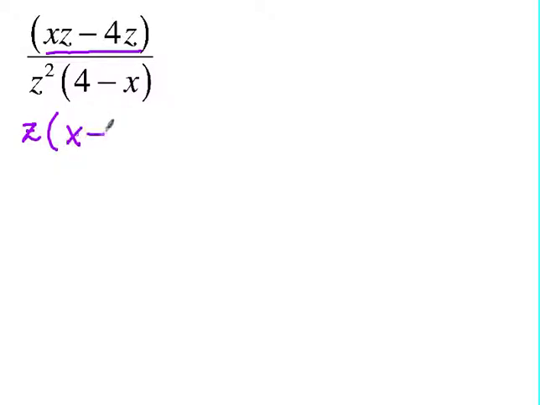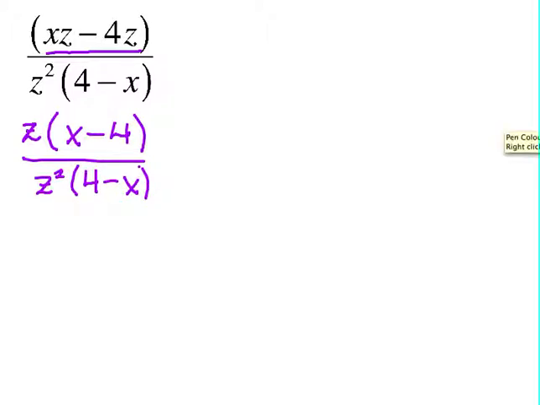Yep, x minus 4, good. On the bottom, I have z squared, and then 4 minus x. What do you notice about the top and the bottom? They have a z, yep, and so I could cancel the z's. I'll agree with that. Do the parentheses cancel? Not as they are now. What do you notice about the parentheses, though? They're the same. They're pretty much the same other than the signs, right?